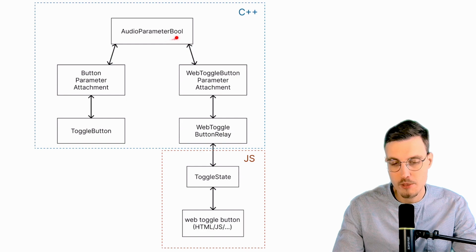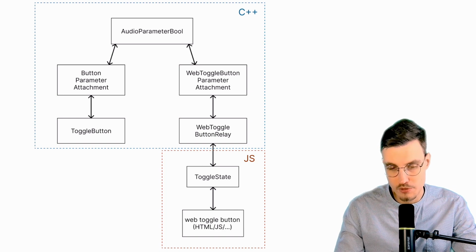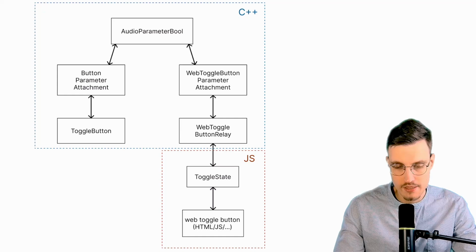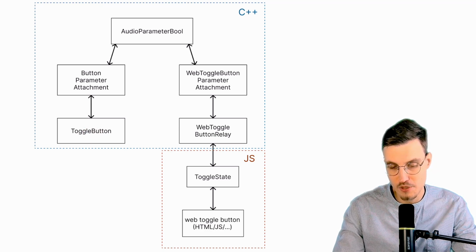So if AudioParameterBool changes, the attachment class detects it and updates the toggle button accordingly. For example, if you load a preset, the AudioParameterBool can change, and then this attachment class will transfer this change to the toggle button, and vice versa. If you, let's say via a click, change the value of this toggle button, then the attachment class also detects it and changes the underlying AudioParameterBool.